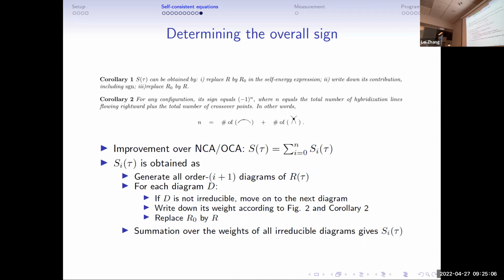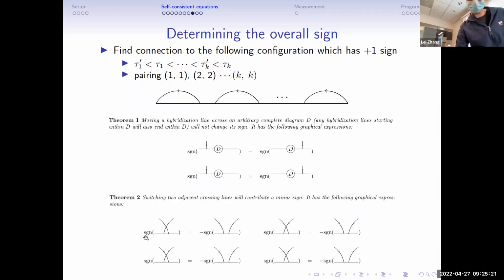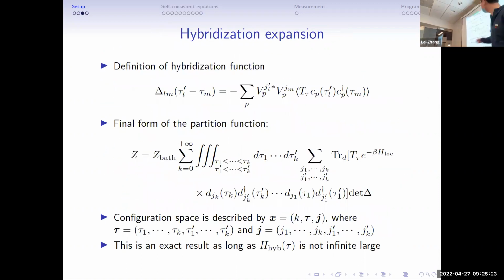The second conclusion is that to get that overall sign, we just need to count how many right arrows and crossover points there are. So why do we use right arrows, not left arrows? That's because in the expression of the hybridization function, we use C dagger. If we used C dagger C, then we would need to count the left arrows instead.